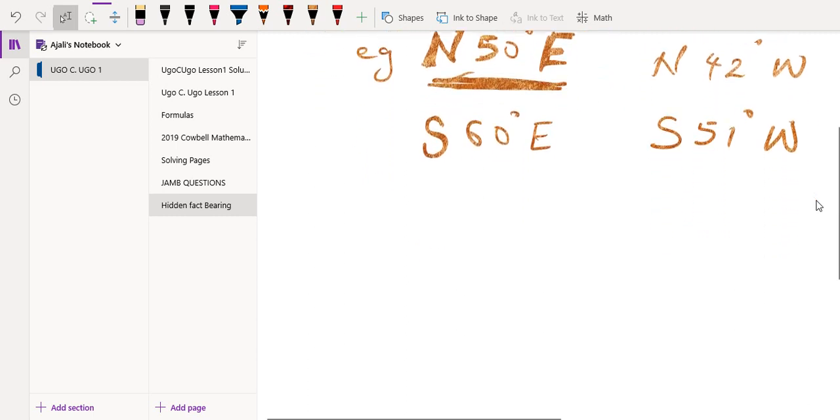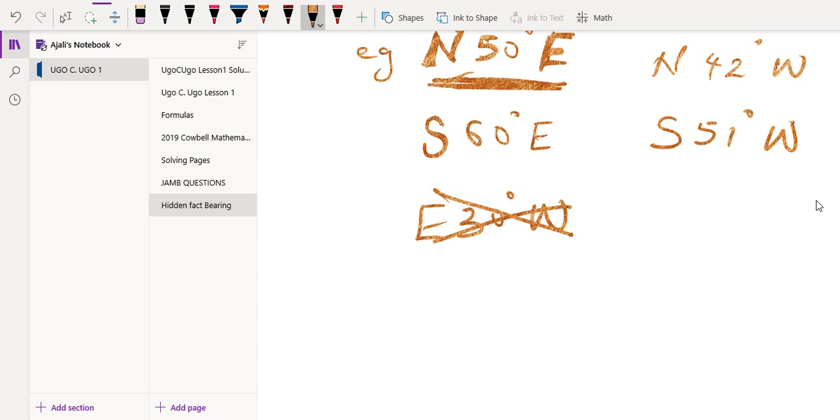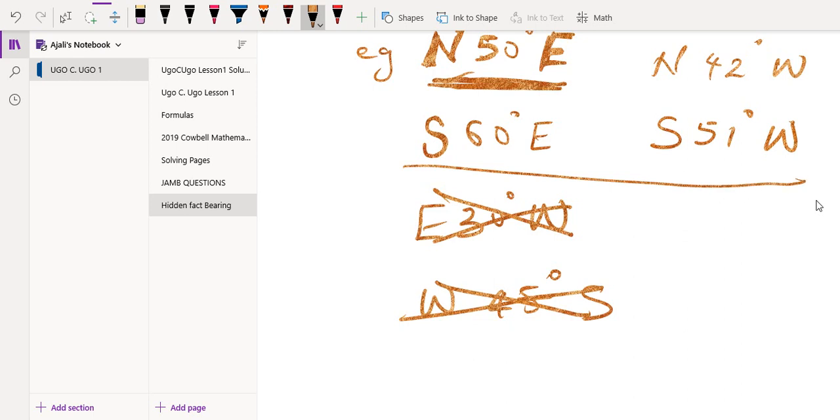Are you hearing me? Yes, sir. There's nothing like east 30 degrees west. There's nothing like west 45 degrees south. It can start with north and south. Are you getting it? Yes, sir. So examples. Hope you have written these examples. There are four here: north 50 degrees east, south 60 degrees east, north 42 degrees west, south 51 degrees west. Those are the four examples.